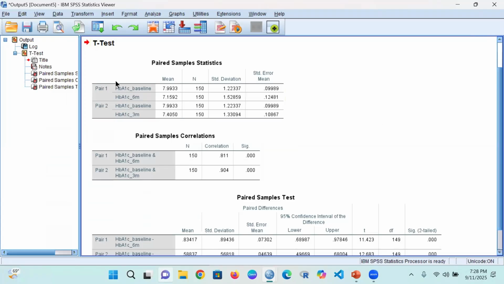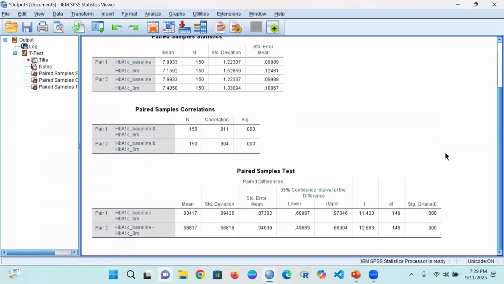So the paired sample statistics just tells something about the mean. We have the standard deviation, that is the declaration of the standard error. We have also the paired sample correlations here. So the most important part in our analysis is the paired t-test.